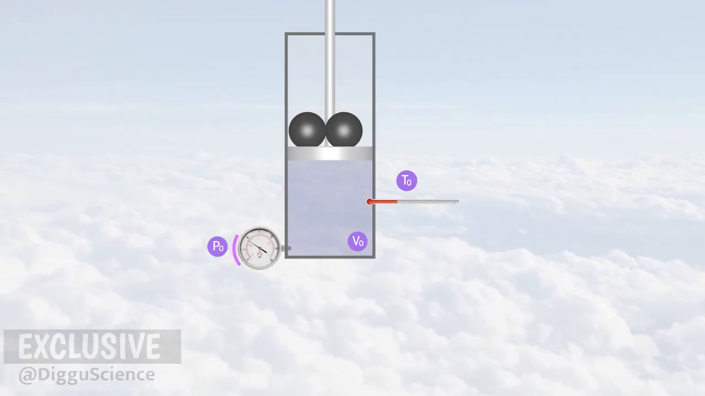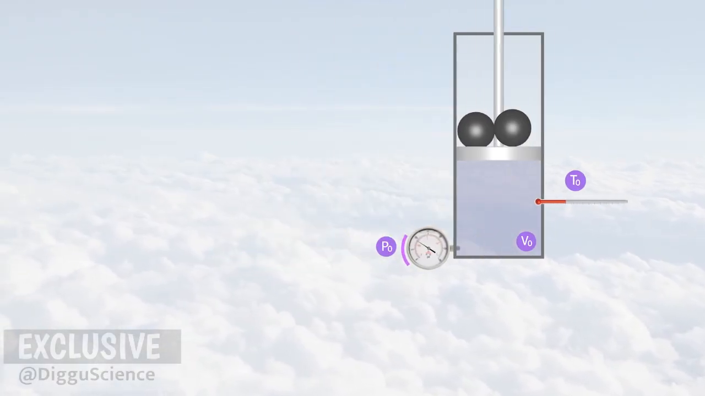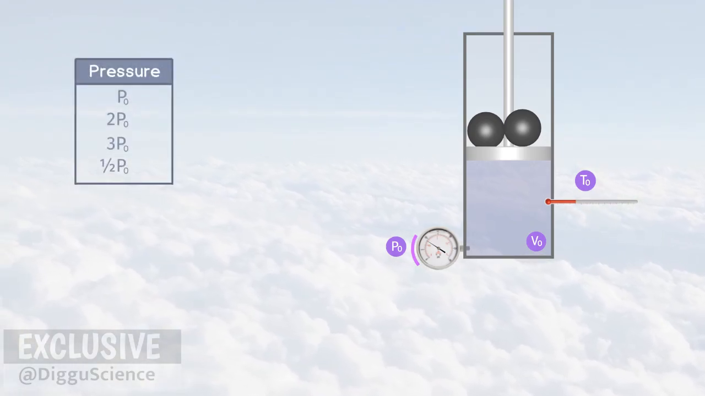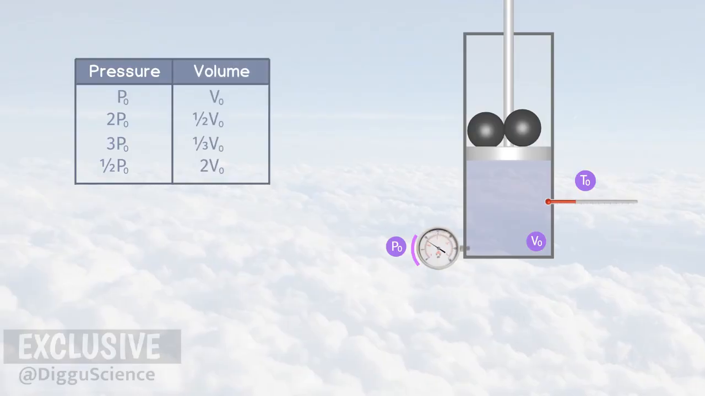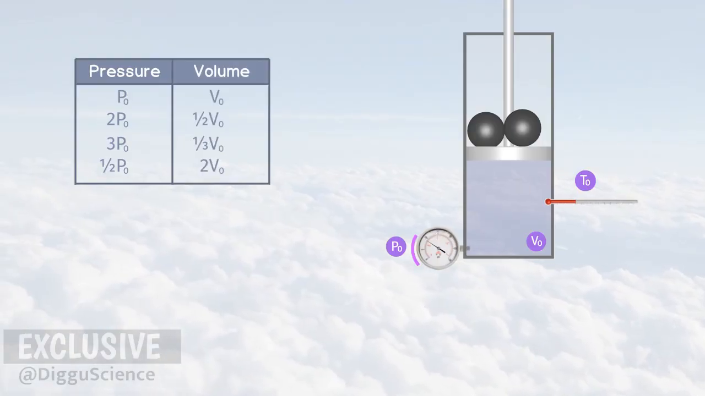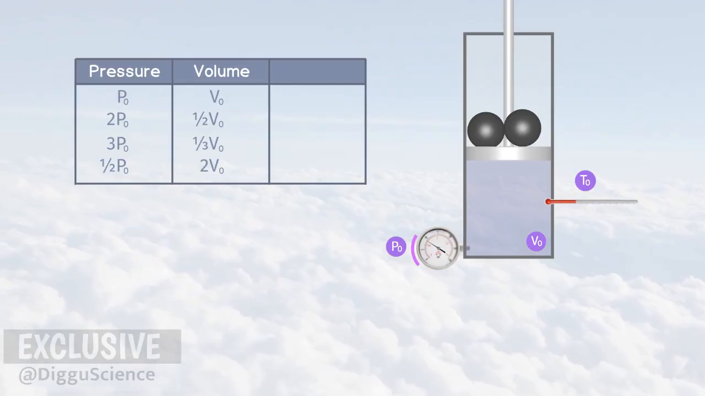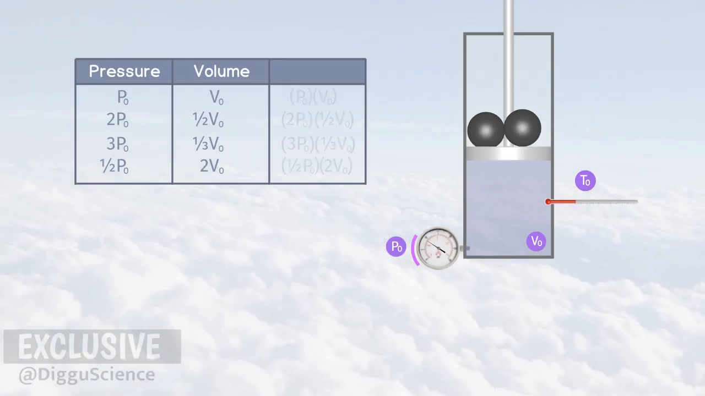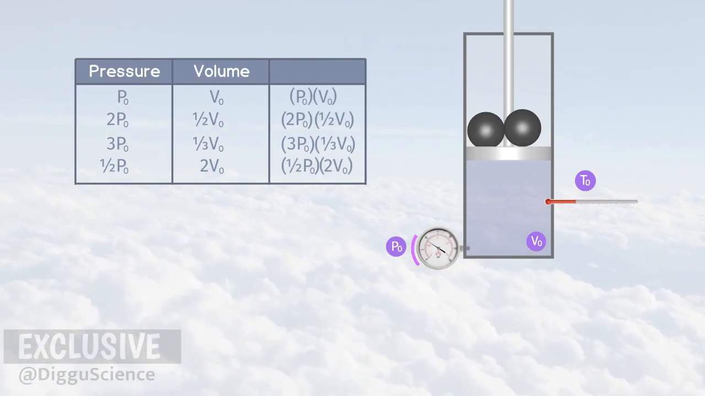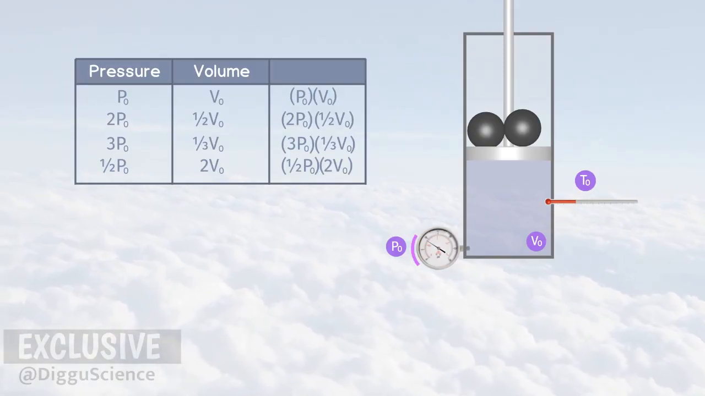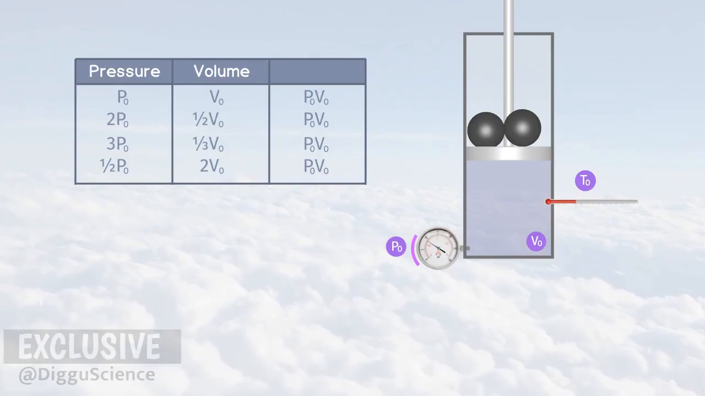We can record the data we've obtained in a table. One column contains the gas pressure. One column contains the volume of gas. And another column: multiply each value in the same row. The result of the multiplication is the same, P0 times V0.